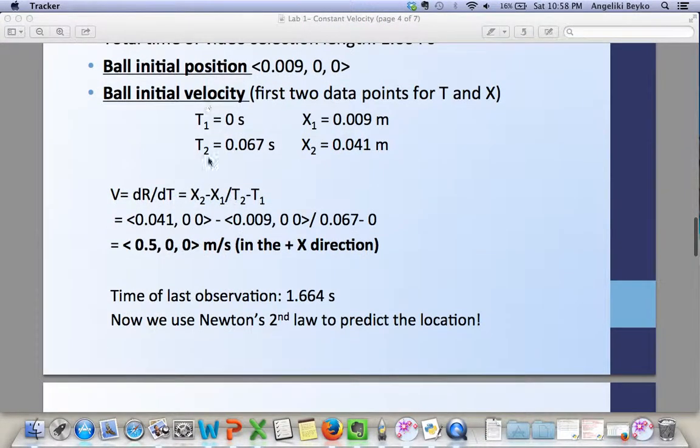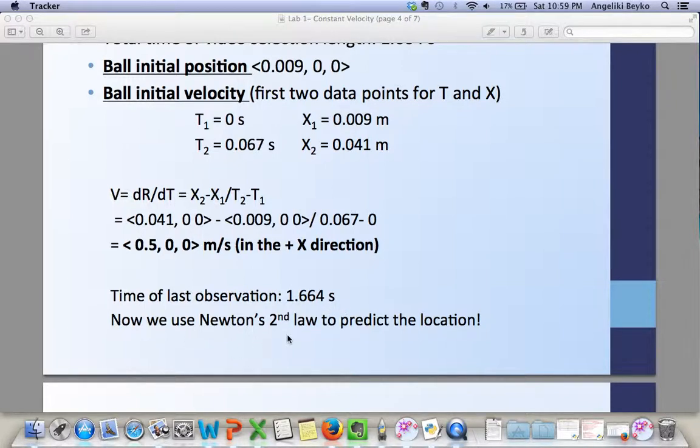So we're going to apply these points to the formula. Velocity equals the change in position over change in time, so that equals the final position minus initial position divided by final time minus initial time. And then we can see the velocity of the moving tennis ball is 0.5 meters per second in the positive x direction. The last observation is 1.664 seconds.